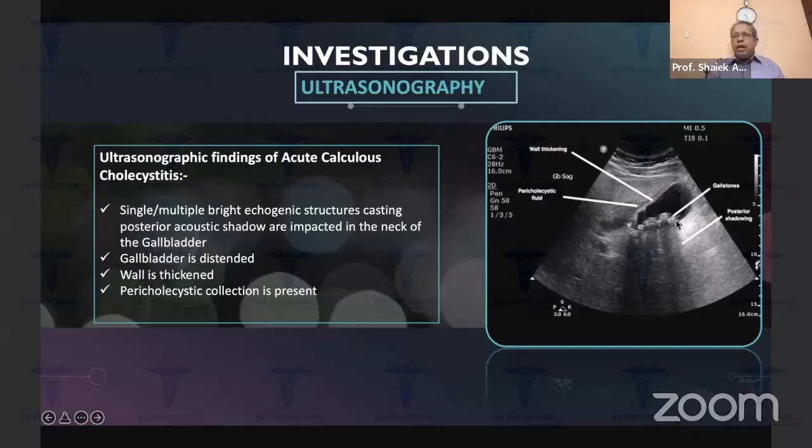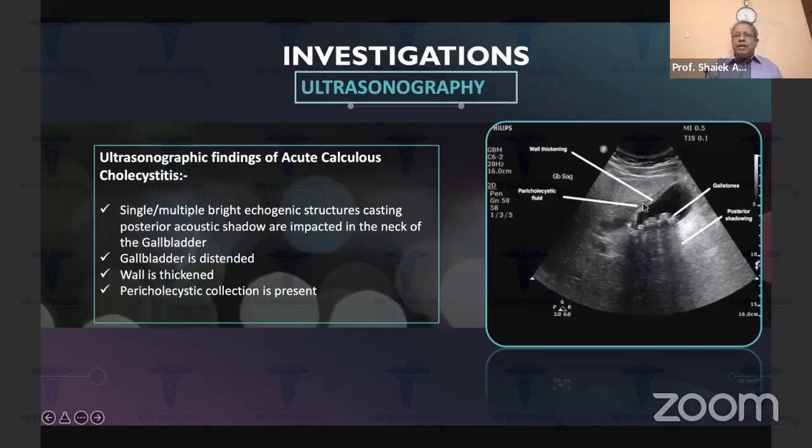There is a gallbladder lumen, and there are multiple echogenic structures, and all the structures have a posterior shadow. This shadow indicates it is a stone. And the gallbladder is distended here, and there is wall thickness. The wall thickness can be measured easily by ultrasonography. And if the patient has a pericystic collection, look, there is a black shadow outside the gallbladder wall. That black shadow indicates there is a pericholecystic collection in the gallbladder bed.